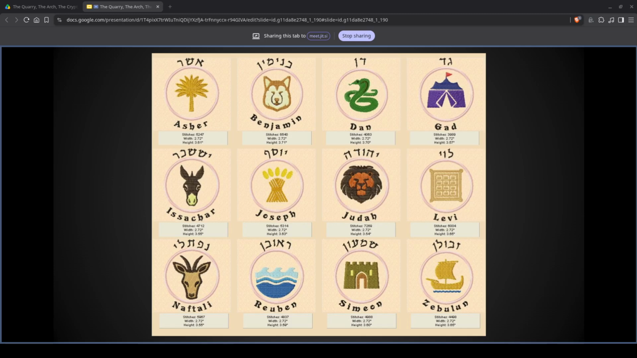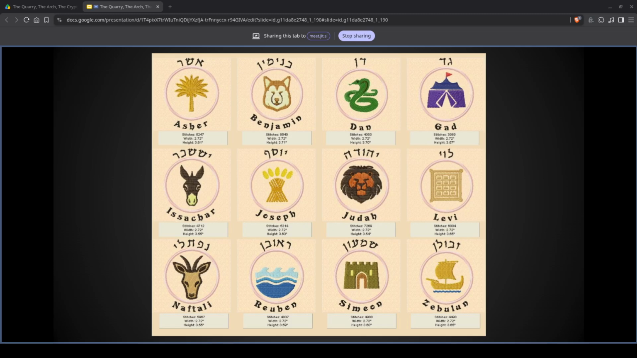Dan shall judge his people, as one of the tribes of Israel. Dan shall be a serpent by the way, an adder in the path, that biteth the horse's heels, so that its rider shall fall backward. Gad, a troop shall overcome him, but he shall overcome at the last. Out of Asher his bread shall be fat, and he shall yield royal dainties. Naphtali is a hind, or a deer, let loose; he giveth goodly words.